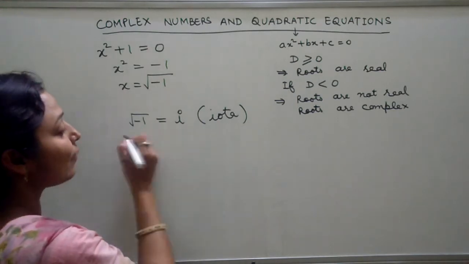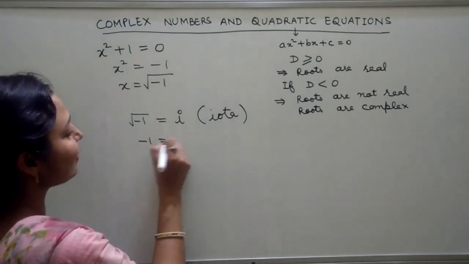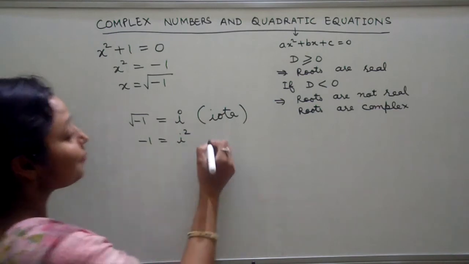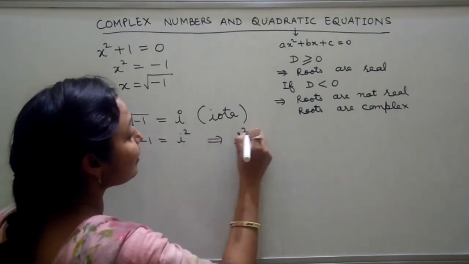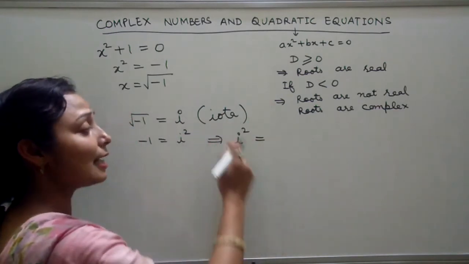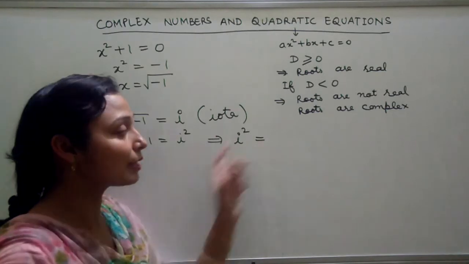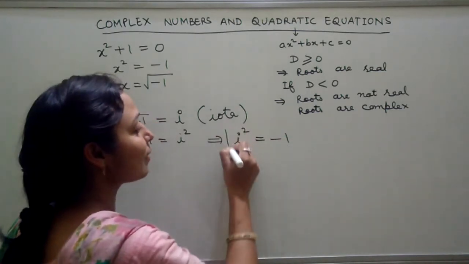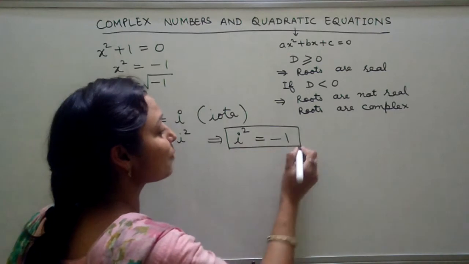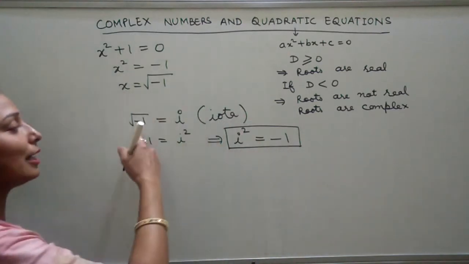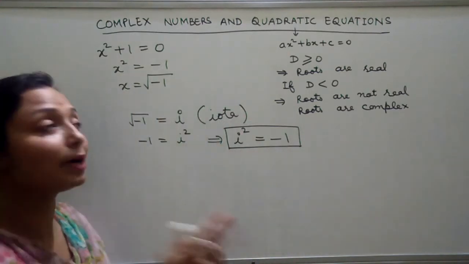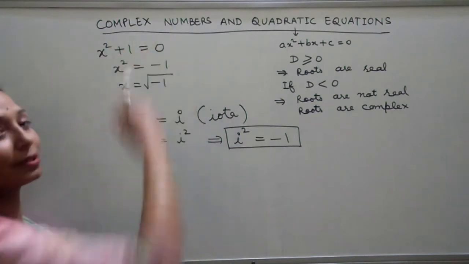When you take the square on both sides, we get negative 1 is equal to iota square. So anywhere there is an iota square, you have to substitute minus 1 in place of iota square. So this is iota, whose value is equal to the square root of negative 1, and it comes from this equation.